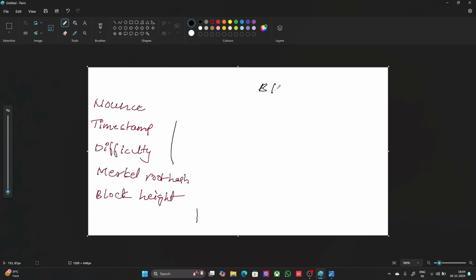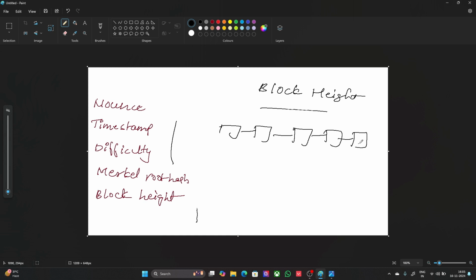Now let us see what is a block height. Block height is nothing but the number of blocks. Say these are the blocks in our blockchain, and this is block number one, this is block number two, this is block number four, this is block number five, this is block number six. The block height of this block is 6, the block height of this block is 5, the block height of this block is 4. Block height represents the length of the chain, how many blocks are there.